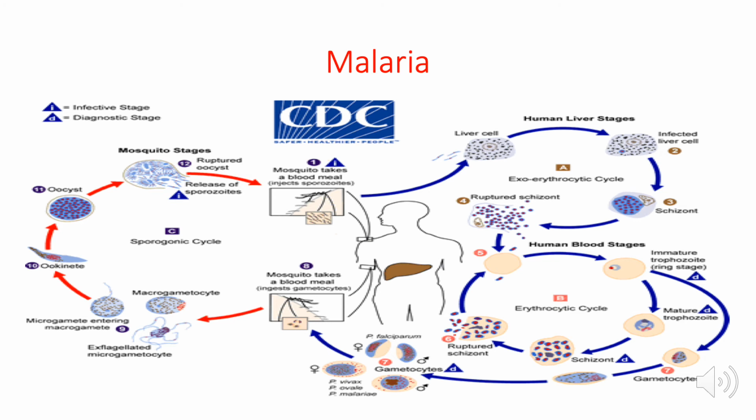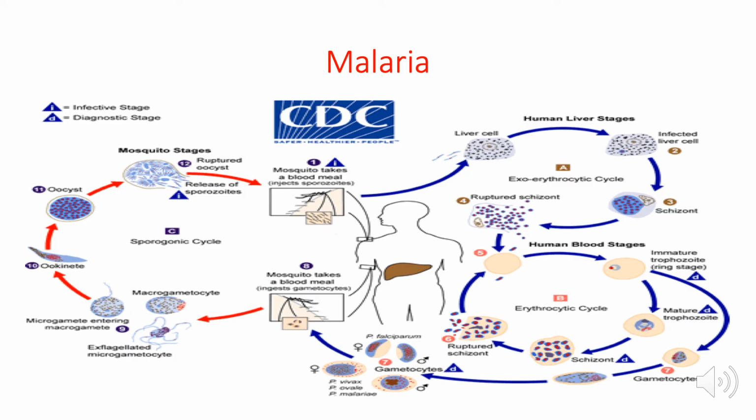And these merozoites now will infect red blood cells. And they will undergo another round of schizogony inside the red blood cell. That's why you can see there inside the red blood cell the development of schizont.